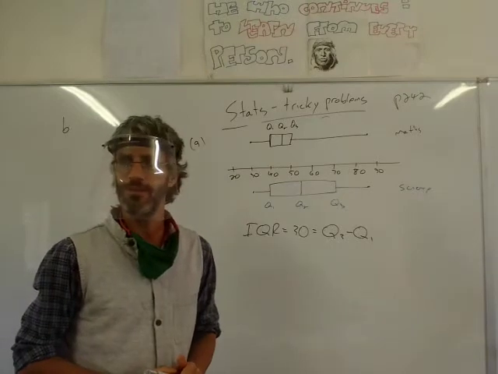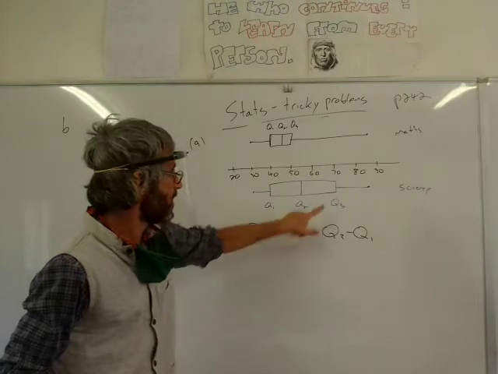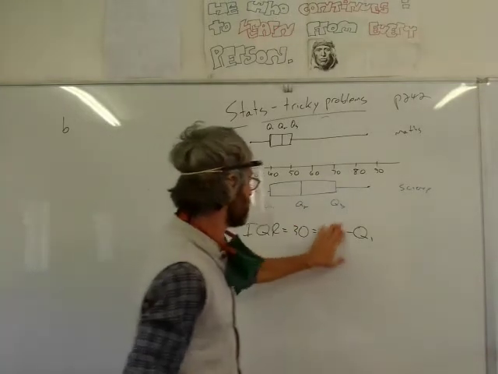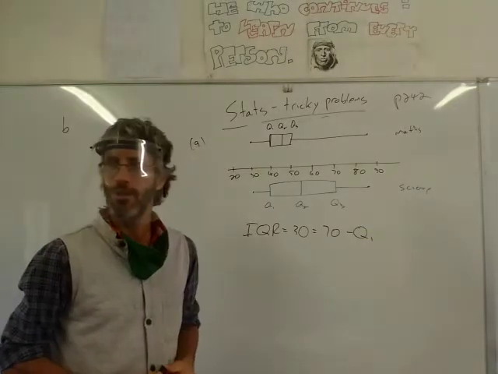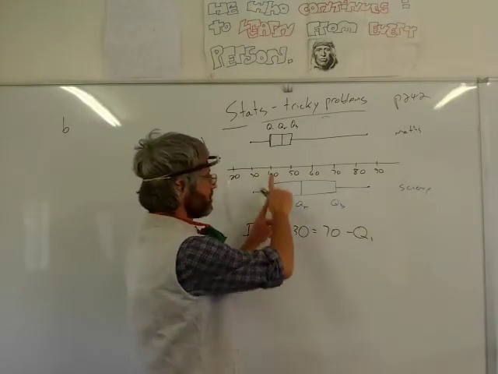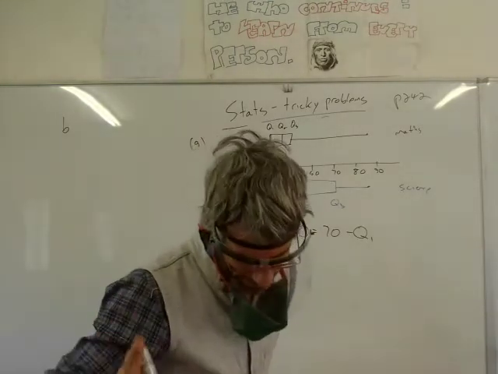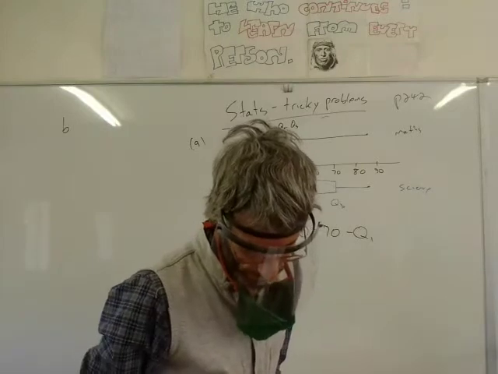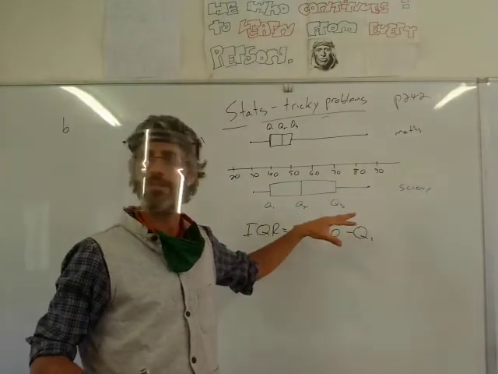So I know this is 30, and I know that Q3 is 70. So it's a simple rearranging here. Q1 must be 40. That's how I figure it out. So that is about that. Did I get the rest right? Did that look right?